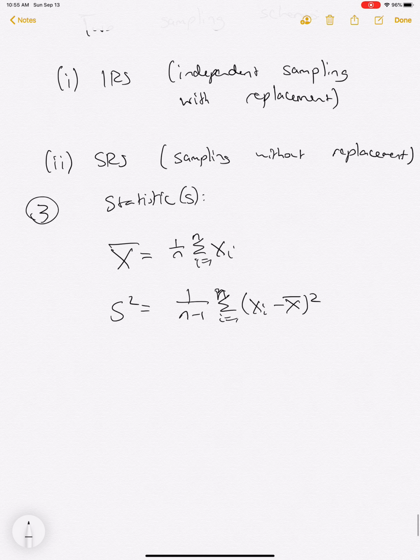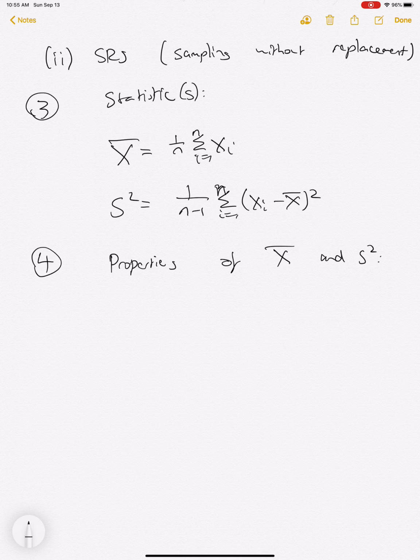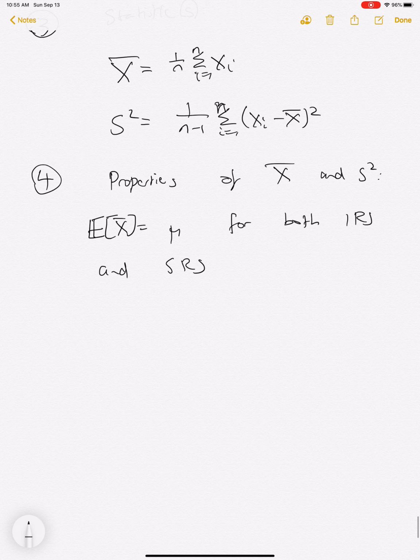Okay. And then we spent some time looking at the properties of x bar and s squared. So we noticed that E of x bar is equal to mu for both IRS and SRS, because that calculation doesn't rely on independence at all.